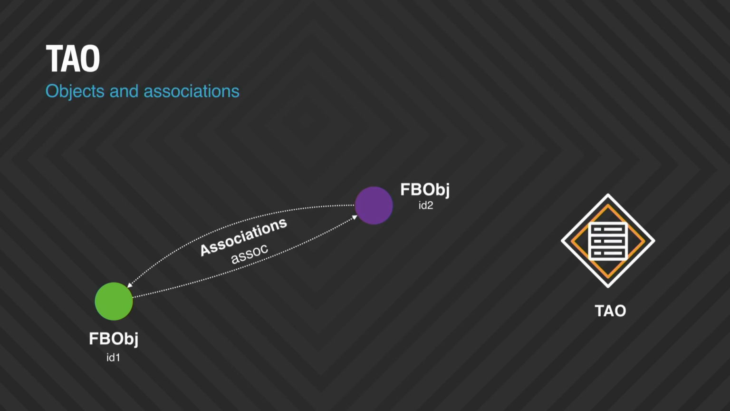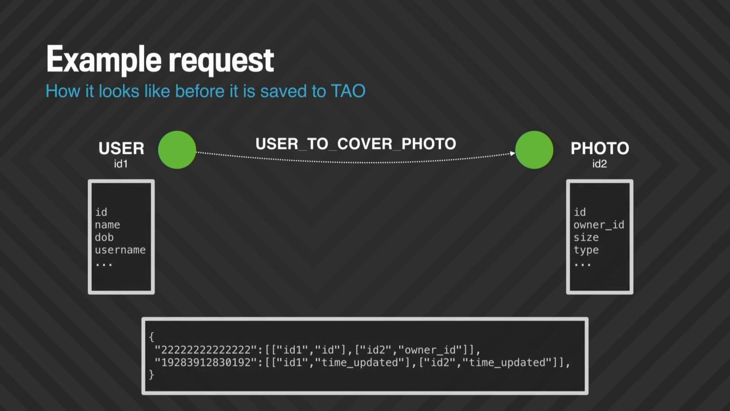On these associations, you have two FB objects. We call the one on the left ID 1, and the one on the right ID 2, and an assoc. Each assoc has a type. So if we think about the example that I gave at the beginning, you can have a user connected to a photo with an assoc type of user to cover photo, right?